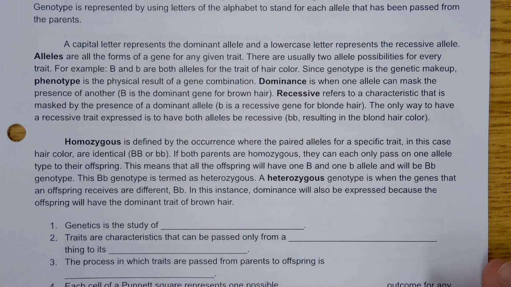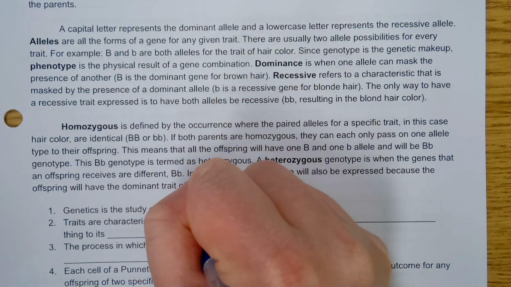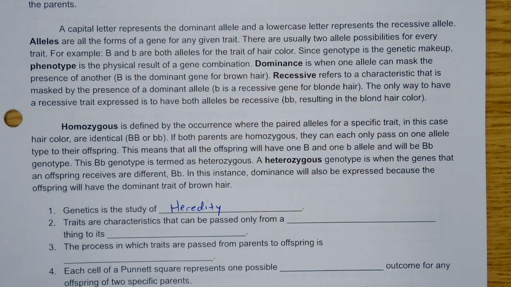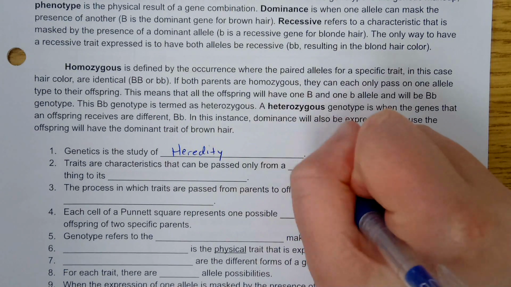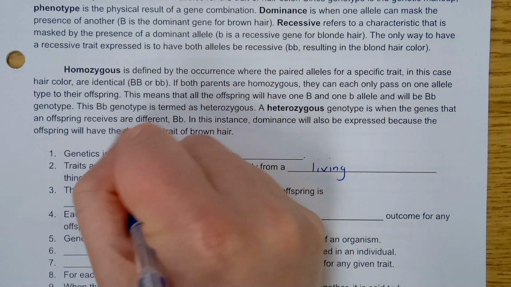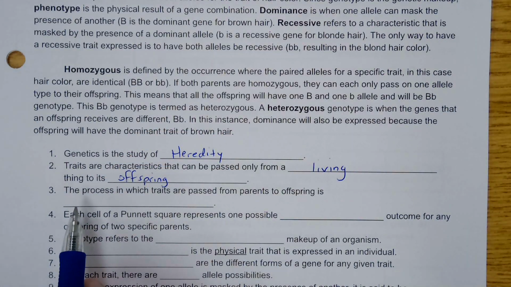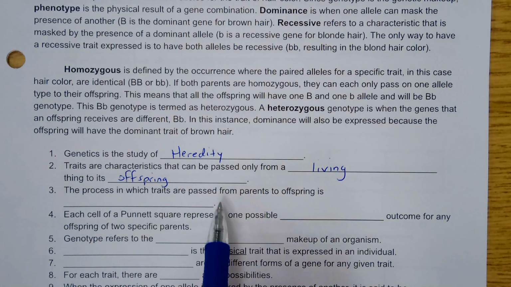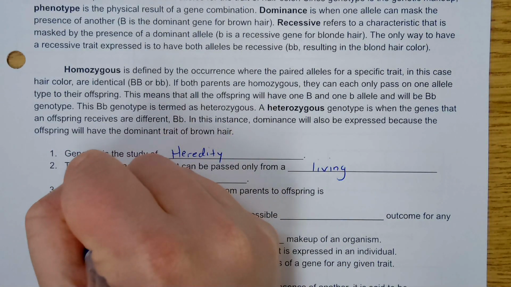And so number 1 says genetics is the study of heredity. All right, so 1 is heredity. 2 says traits are characteristics that can be passed only from a living thing to its offspring. 3 says the process in which traits are passed from parents to offspring is heredity.